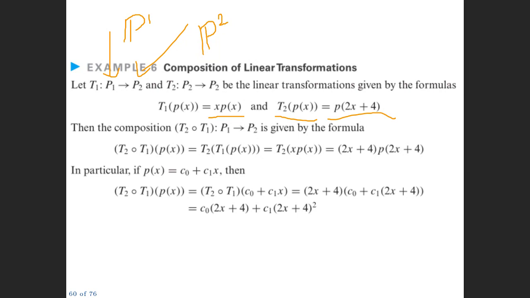Then we can do the composition, T2 composed with T1. That's T2 of T1 of p, so T2 of xp. We take x times p of x, and then we replace every x by 2x plus 4. So instead of x, we have 2x plus 4 multiplied by p of, instead of p of x, it's p of 2x plus 4.